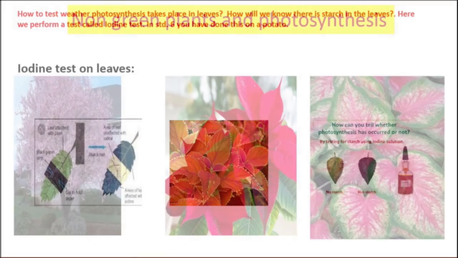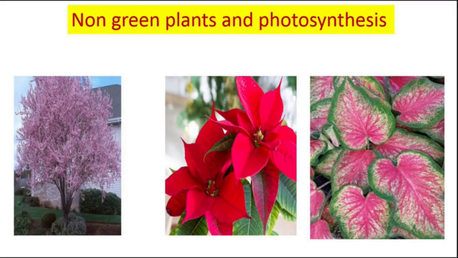Next we need to see what happens in non-green plants. Suppose the plants are not green in color. If the leaves of some trees and plants are of different colors, does photosynthesis take place or not? If we say photosynthesis occurs in only green plants, how do these colorful plants prepare their food?